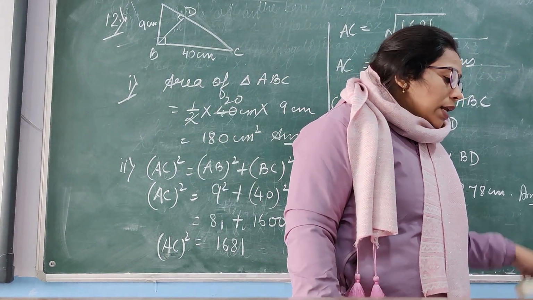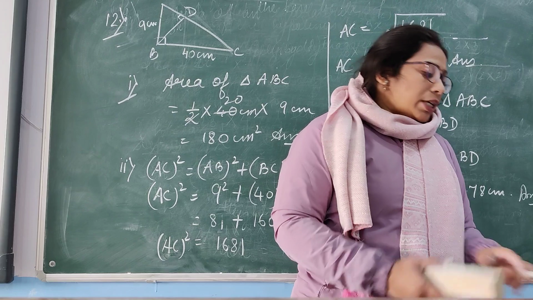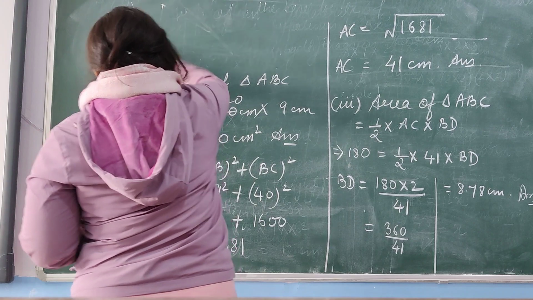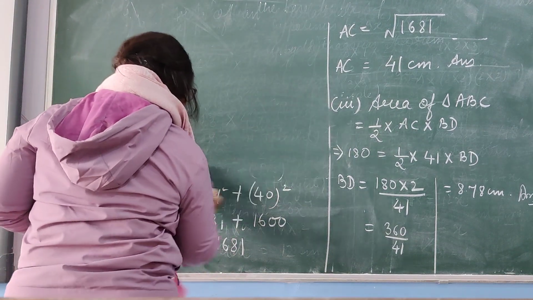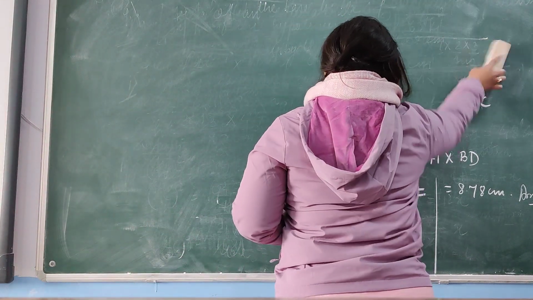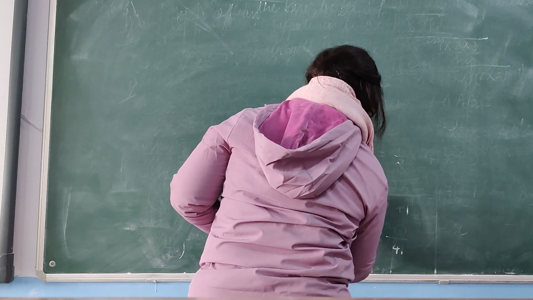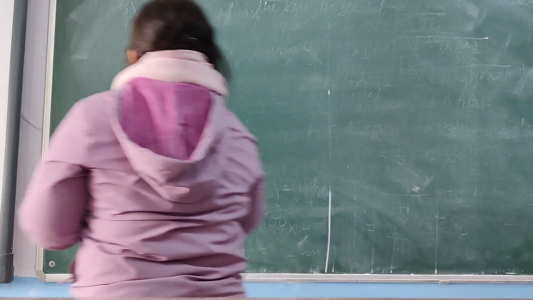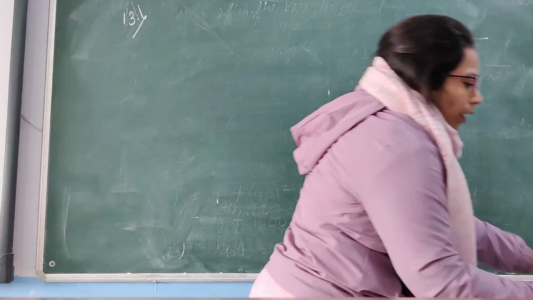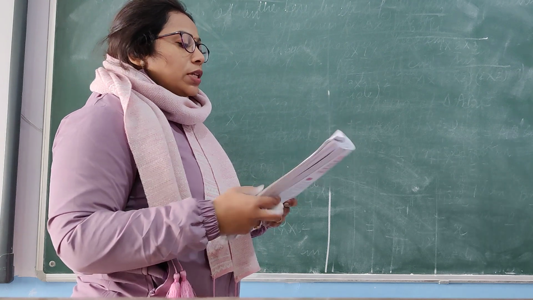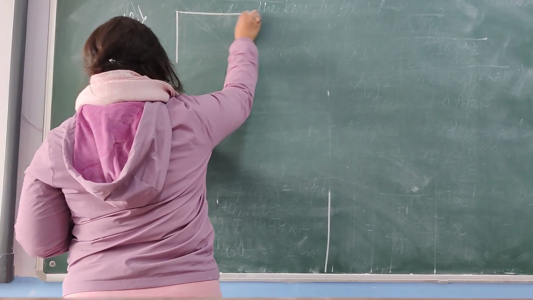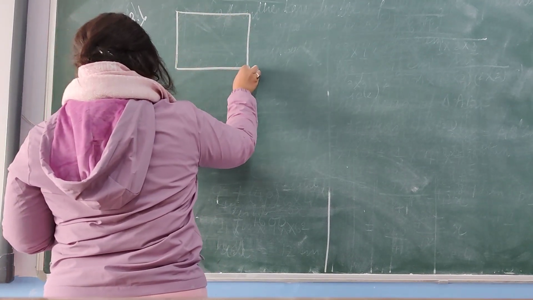And now with this, let's take up question number 13, the third part of question number 13. So let's see the 13th question. We have to find the area of the shaded region of the following figures, in which the dimensions given are in centimeters. So we have to calculate the area of the shaded region. Let's take up this. This is the figure.